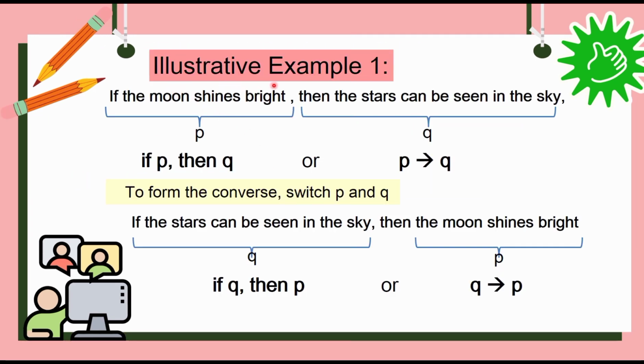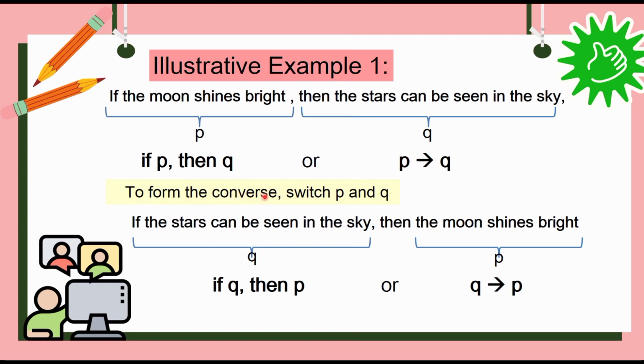Let us have the illustrative example number 1. If the moon shines bright, then the stars can be seen in the sky. Our hypothesis here is, if the moon shines bright, which is our P. And our conclusion is, then the stars can be seen in the sky, which is our Q. So, this can be written as if P, then Q, or symbolically, P implies Q.